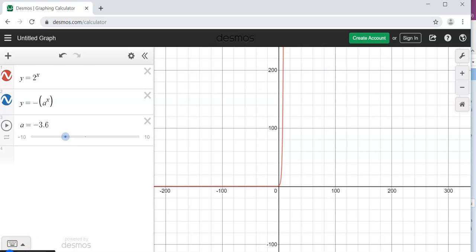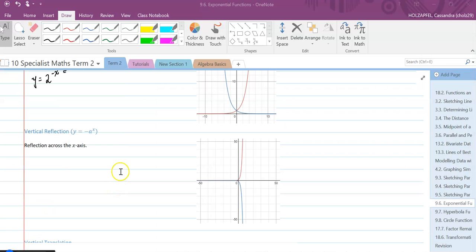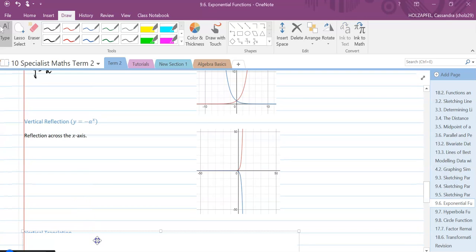So let's write this in our rules. So now we have our vertical reflection, so our reflection across the x-axis. And this is specifically when we have this negative value out the front of the a. So it's really essential that we remember those brackets as if they were wrapped around that a to the power of x.